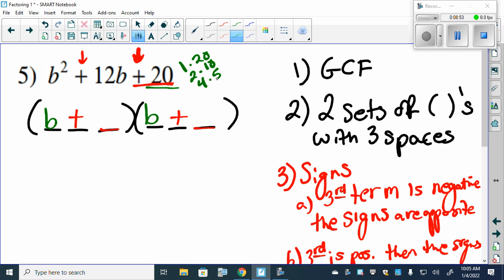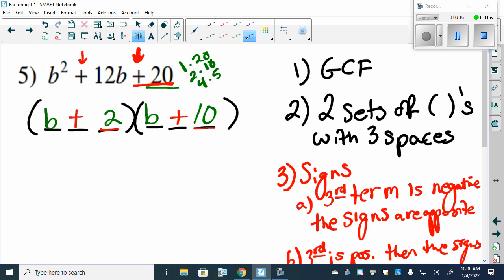So now we need to figure out which one we want to use, 1 and 20, 2 and 10, or 4 and 5. 2 and 10. And last but not least, step number 5 is to check, because we always want to check. Now we don't have to solve this one here because it's not set equal to 0, we're just factoring it.